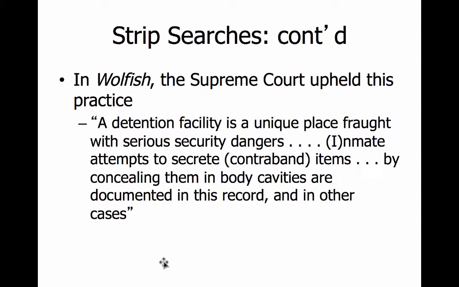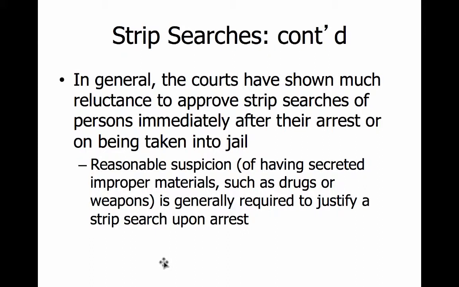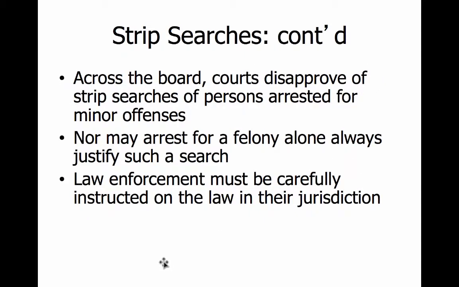It said a detention facility is a unique place fraught with serious security dangers. They allowed such searches at the conclusion of visits without a necessary finding of probable cause or reasonable suspicion. In general, the courts have shown reluctance to allow or approve strip searches of persons immediately after their arrest or being taken into jail. There needs to be some kind of reasonable suspicion there. Across the board, courts have disapproved strip searches of persons arrested for minor offenses. And a felony alone isn't necessarily grounds for justification of a search.